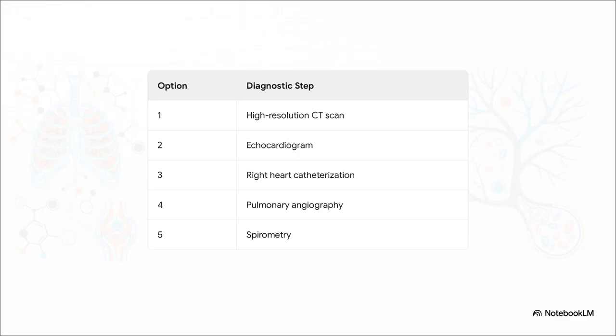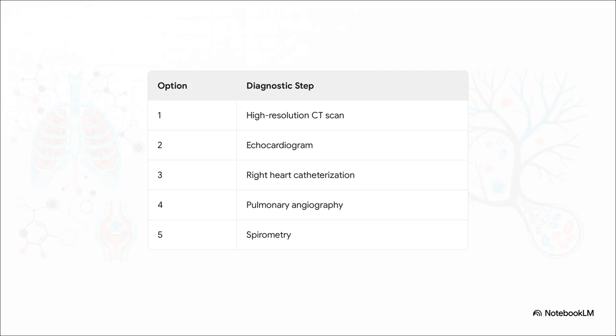The correct answer here is an echocardiogram. Let's detail exactly why. The combination of a normal FVC, a severely reduced DLCO, and a right ventricular heave completely isolates pulmonary arterial hypertension over interstitial lung disease. This definitively eliminates option 1, a high-resolution CT scan, which is the diagnostic modality of choice if we were looking for ILD. Now, option 3, right heart catheterization, is the eventual gold standard for PAH confirmation, but the echocardiogram is the mandatory first non-invasive diagnostic step.